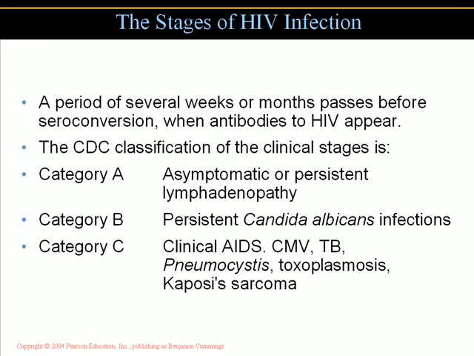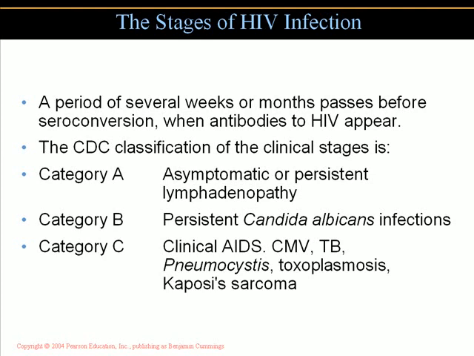Also, while the HIV virus is in the intranuclear location, it begins to multiply, and it also destroys the immune system cell in which it is occupying. CDC has classifications of clinical stages of HIV disease. Category A is asymptomatic or persistent lymphadenopathy. Lymphadenopathy refers to a term where the lymph glands are actually swollen.